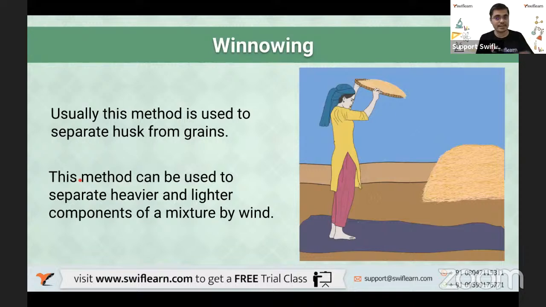Next is winnowing. As you can see this lady, what she's doing. Yes. Usually this method is used for what purpose? To separate out the husk from the grains. Whatever the husk is there. Now, those of you who have a background of farmers, whose parents or grandparents are doing farming and who have visited your village, must have seen these processes, right?